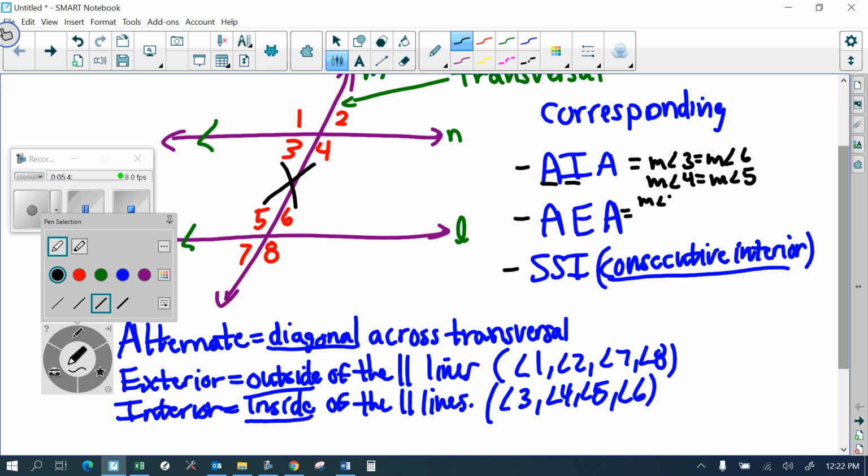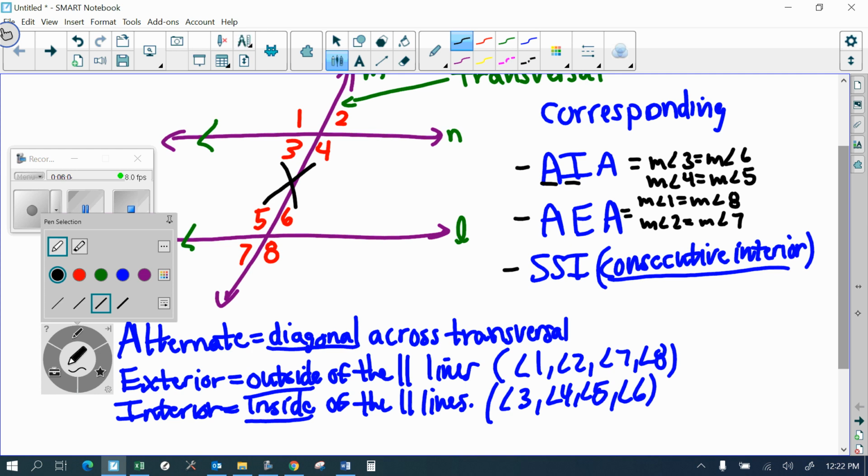Measure of angle 1 equals the measure of angle 8, because they're alternate diagonal. And measure of angle 2 equals the measure of angle 7, because they are, again, diagonal and outside. Exterior meaning outside.